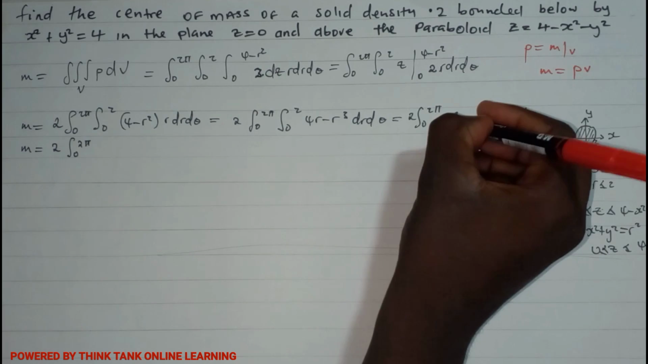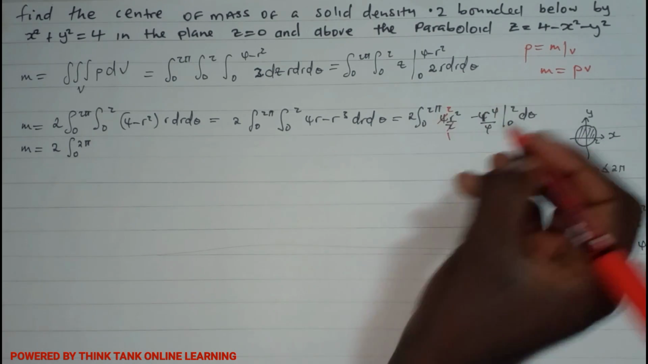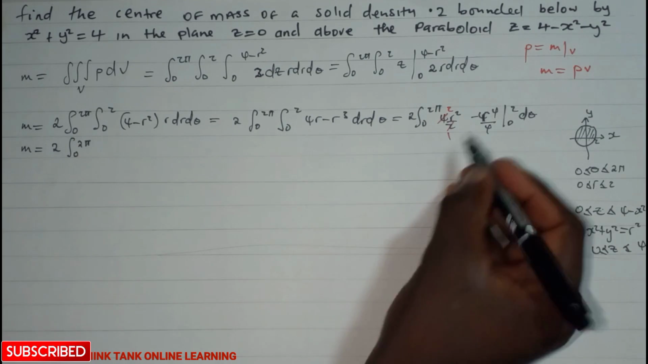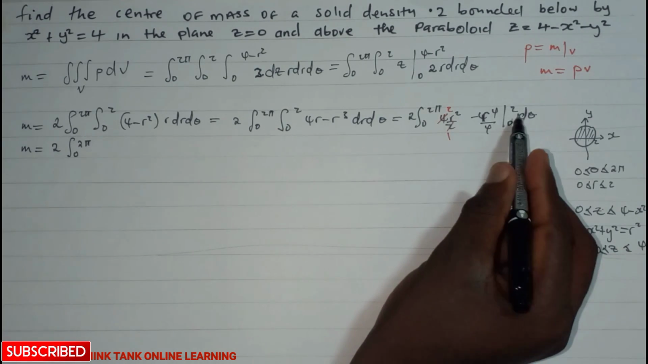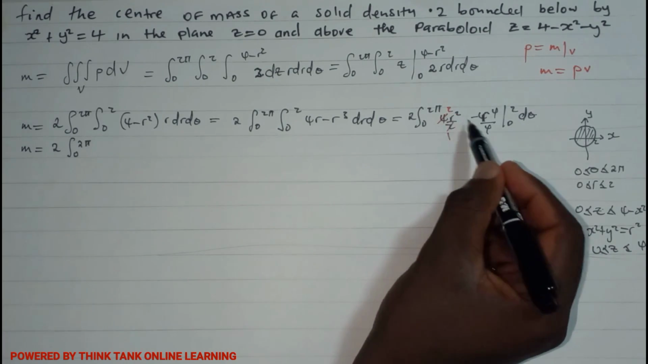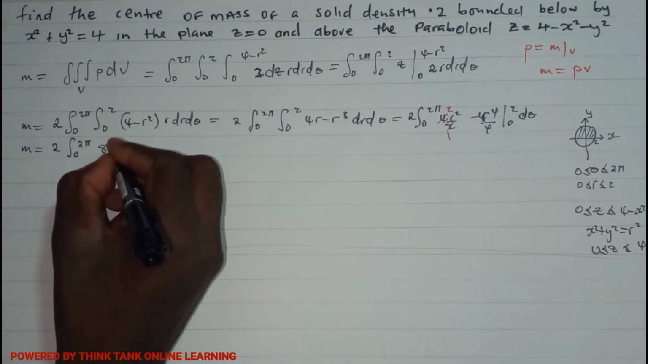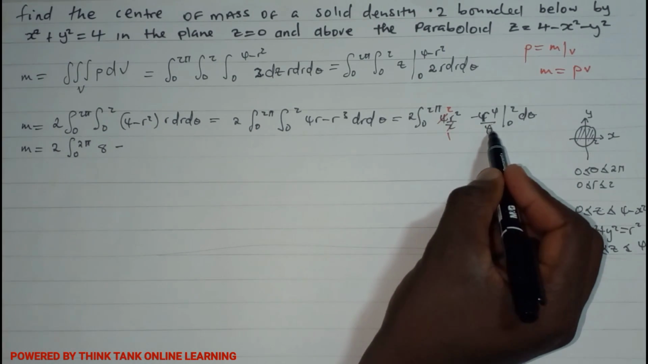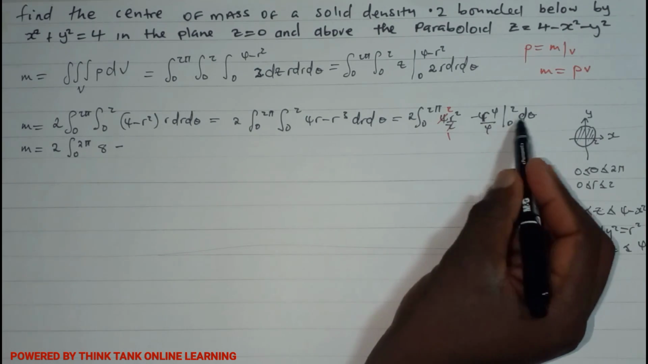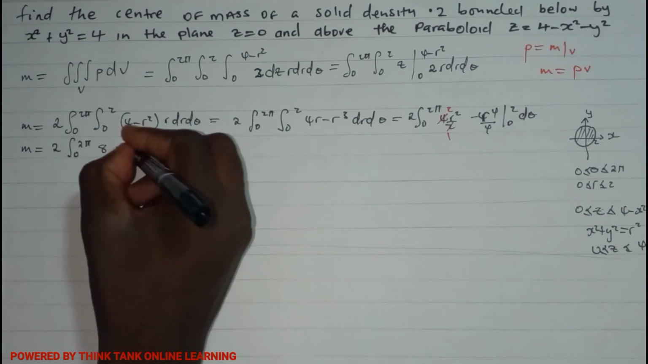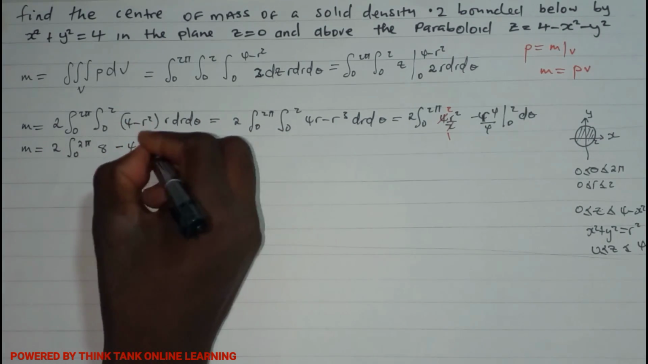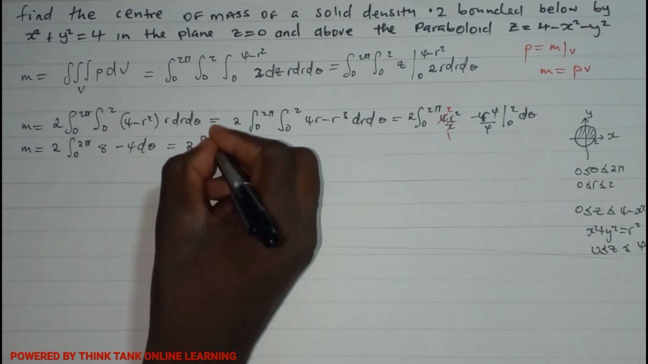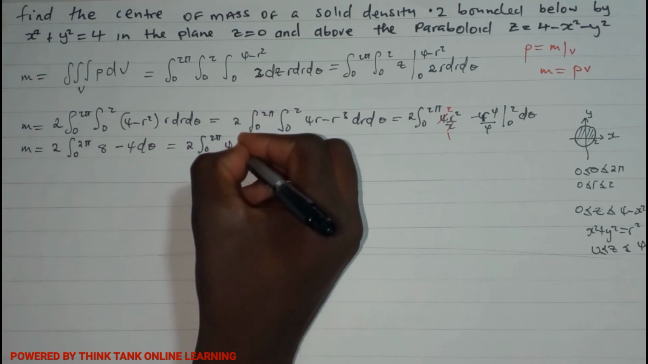So here we get 2 times 2 times 2, so I'm going to have 8, minus r to the power 4 divided by 4, so this is 2 to the power 4, which is 16, divided by 4, so we're going to have 4, d theta. And if we do that, we're going to get the integral from 0 to 2 pi of 4 d theta.